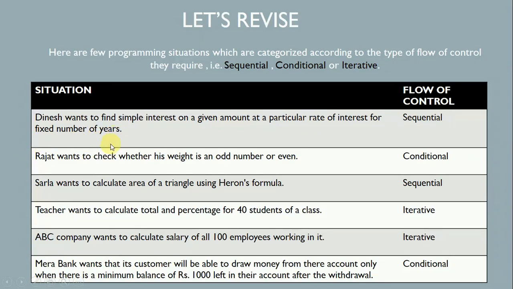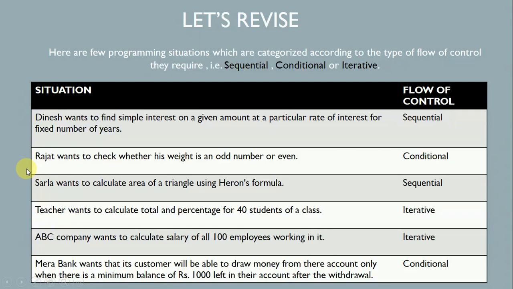So you can see here in this situation, Dinesh just has to input the required things, and he has to put the formula of simple interest to calculate simple interest. So there is no branching, nothing. So this is an example of sequential flow of control.